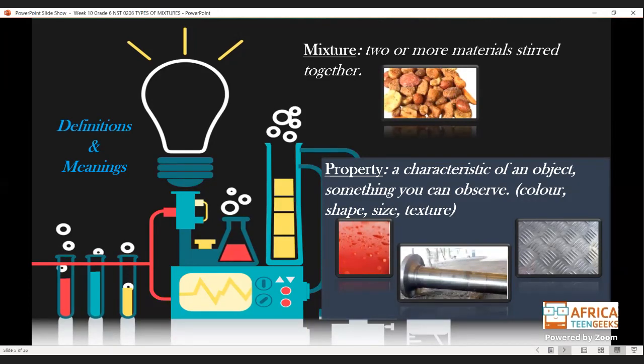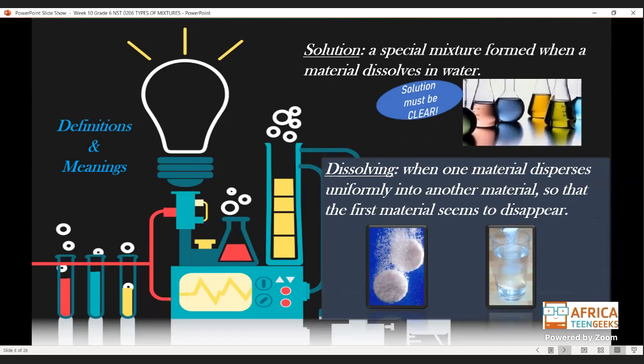So, all righty. Now, the next definition that we're going to look at is called solution. Your solution is a special mixture formed when a material dissolves in water. It's important to remember that your solution must be clear for it to be a solution. If it's not clear, it's not complete. The material is not completely dissolved and it is not a solution. So a solution is a special mixture formed when a material dissolves in water. Of course, you can take notes. And the solution must be clear.